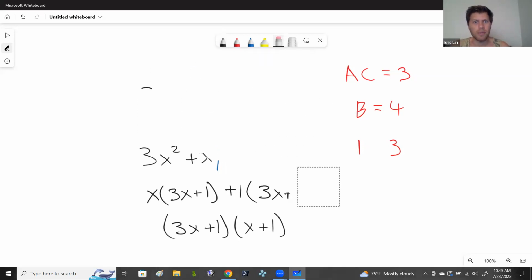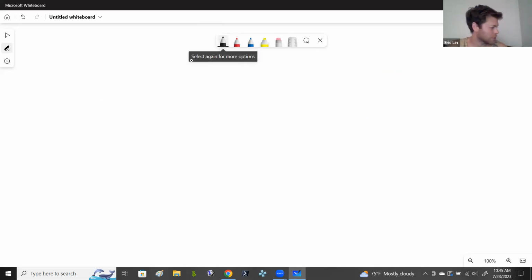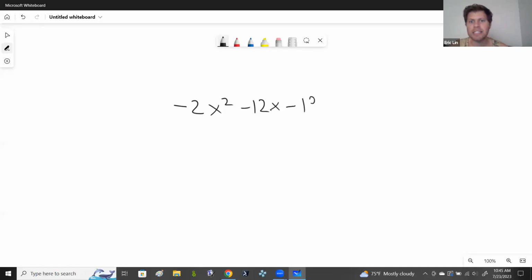Okay, so let's do a couple more examples. What else do I have here in my bag of goodies? I have a lot of stuff prepared. I don't think we're going to get to all of it, but there is definitely some other stuff we should be doing. So let's see, negative 2x squared minus 12x minus 18.